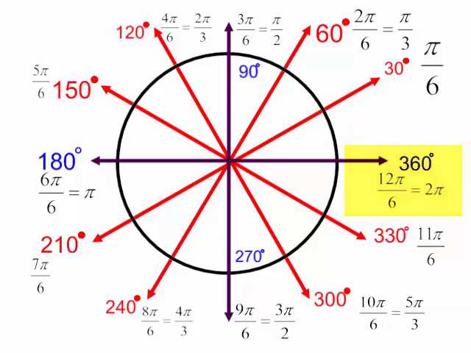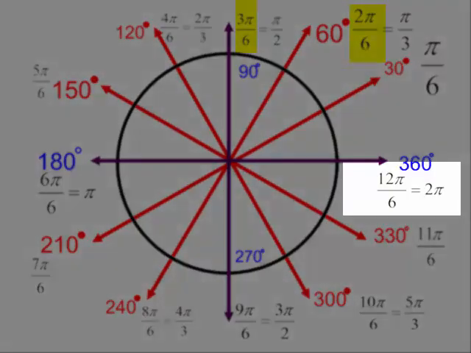So let's look at these again. I'm increasing my angles by 30 degrees, and my radians, I have them all over 6. 1 pi over 6, 2 pi over 6, 3 pi over 6, etc.